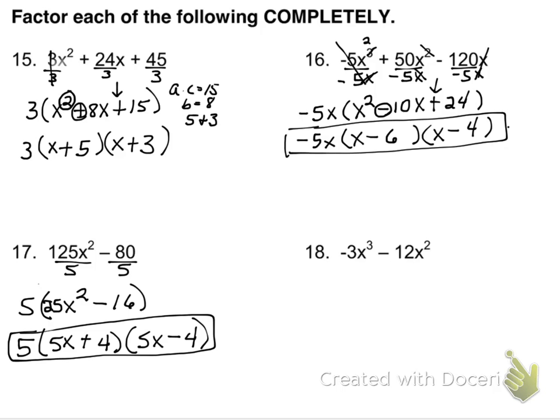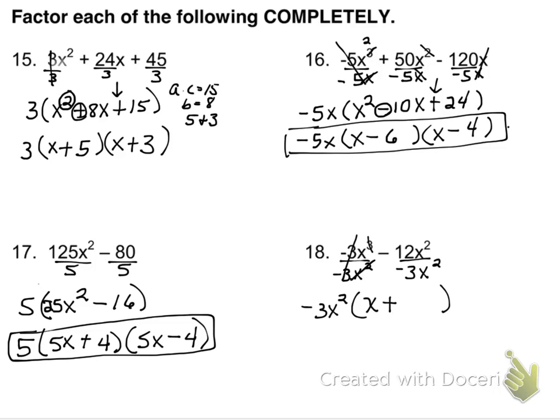At 18, okay, we have a negative 3 as our greatest common number. But what about the x's? Well, we have 3 of them in the first term and 2 of them in the second term. So they both have 2, or at least 2. So we're going to factor out a negative 3x squared, because we want our first term to be positive. So you write what you factor out in front. Negative 3 over negative 3 is 1. X cubed divided by x squared leaves us with 1x that we didn't cancel out.